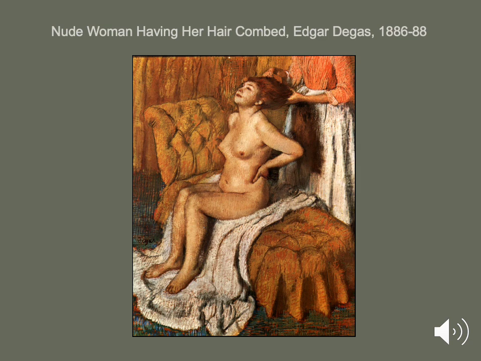In this one, we're getting to see that same subject matter. So we're seeing a woman having her hair combed. This is by Edgar Degas. He was an Impressionist artist who was working in the 1880s. And in this work, we're seeing a more representational piece where we're seeing a nude female getting her hair done by, it looks like, her servant.